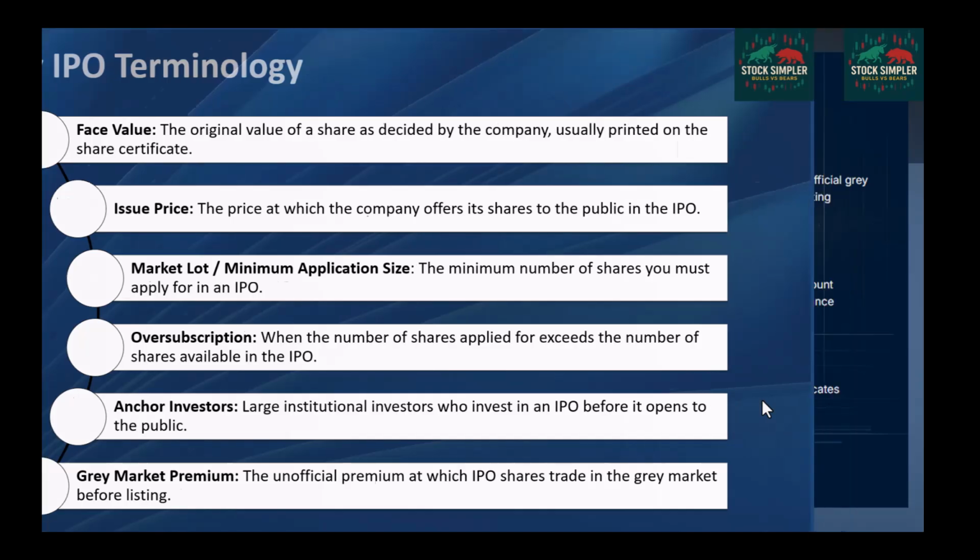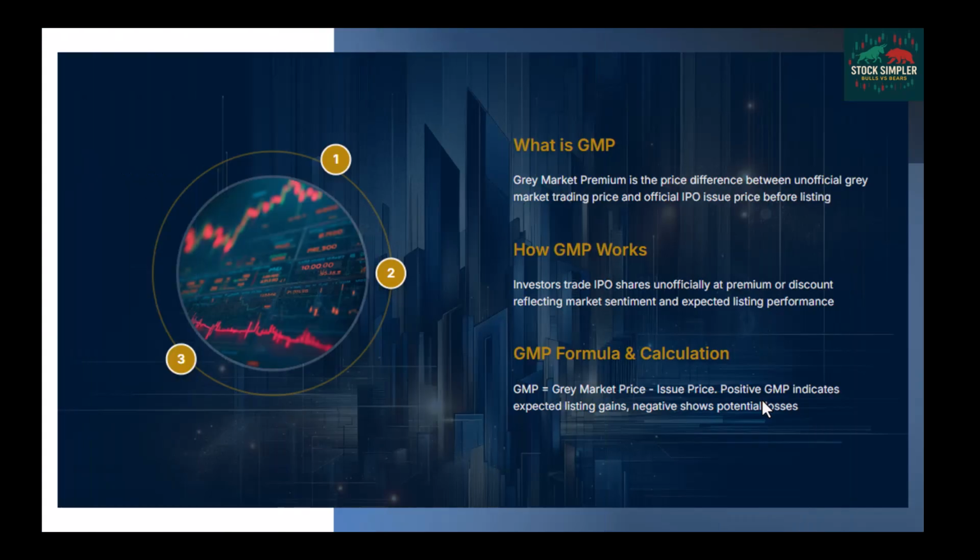So what is this grey market premium? The grey market premium is an unofficial indicator of how a stock might perform on listing day. If the IPO issue price is 100 rupees and the grey market premium is 50 rupees, then the expected listing price could be 150 rupees. But remember, GMP is not regulated and can be misleading if relied on alone.